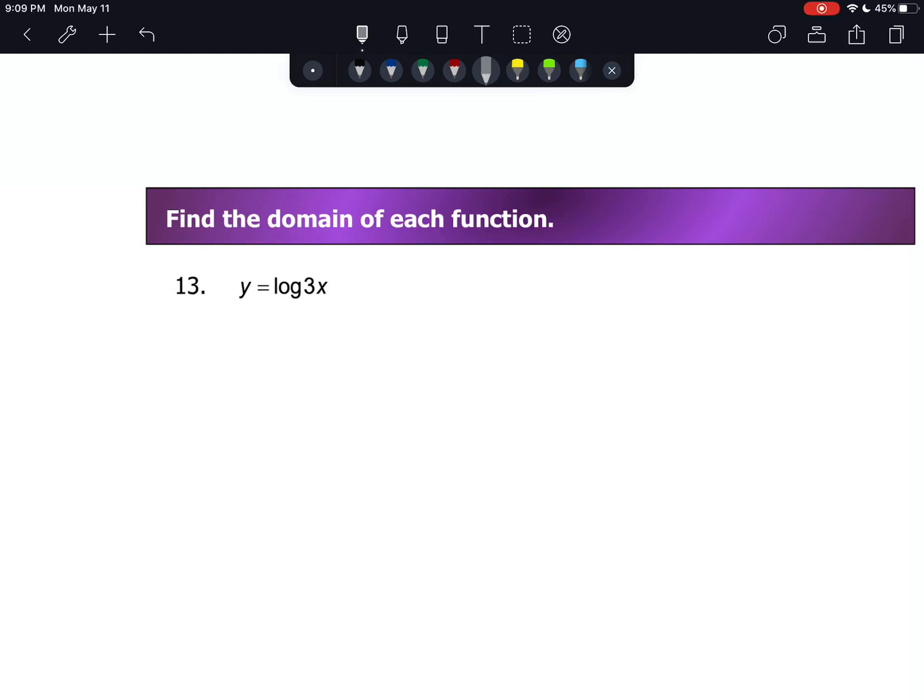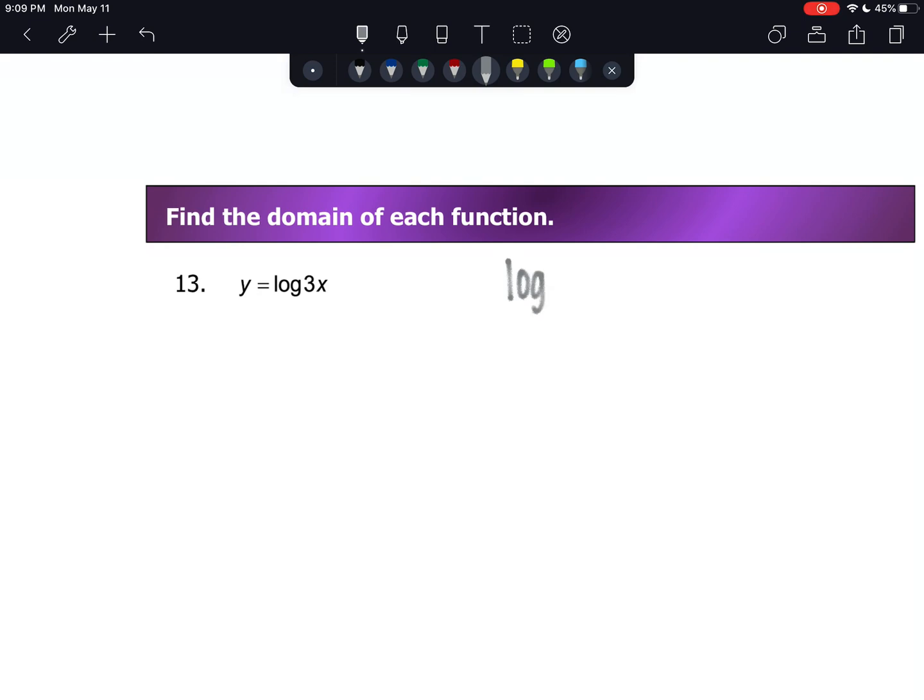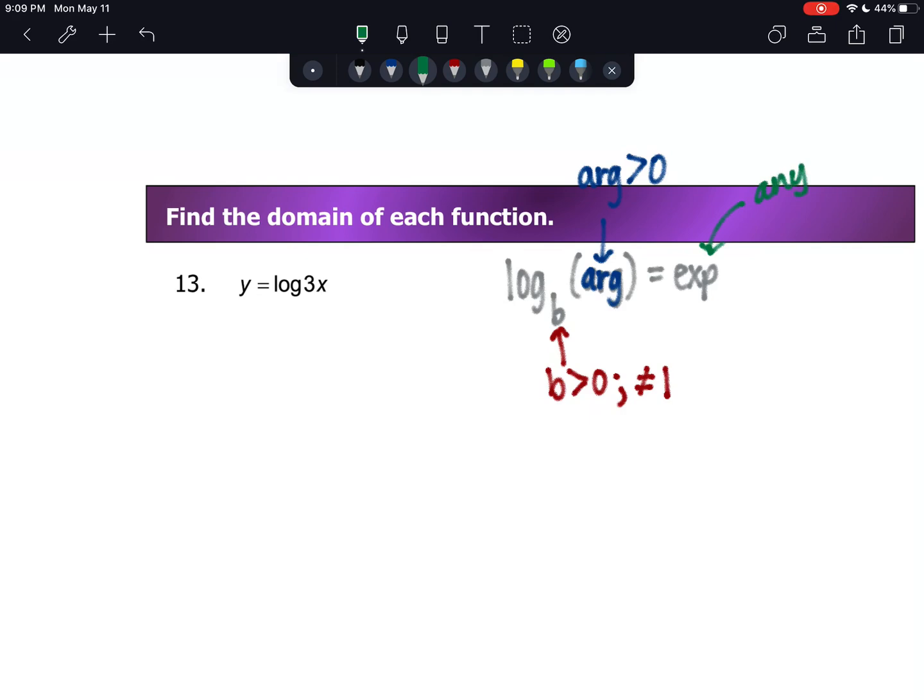I want to recall that when we have log base and then we have an argument equals an exponent, the base, remember, has to be positive and not equal to 1. And then we also said that the argument has to be greater than 0. So the argument must be greater than 0. The exponent can be any real number.